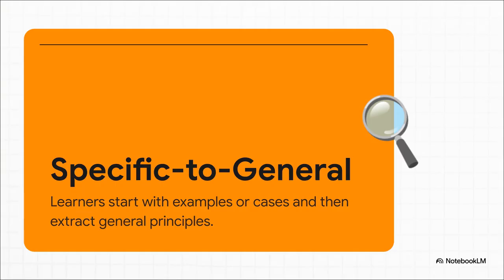First up is what's called specific to general, or inductive sequencing. This is what you'd call a bottom-up approach. You give learners a bunch of examples or cases, and you let them be the detective. They have to piece together the underlying rules for themselves. This is classic constructivism, the whole idea that we build our own understanding through experience.